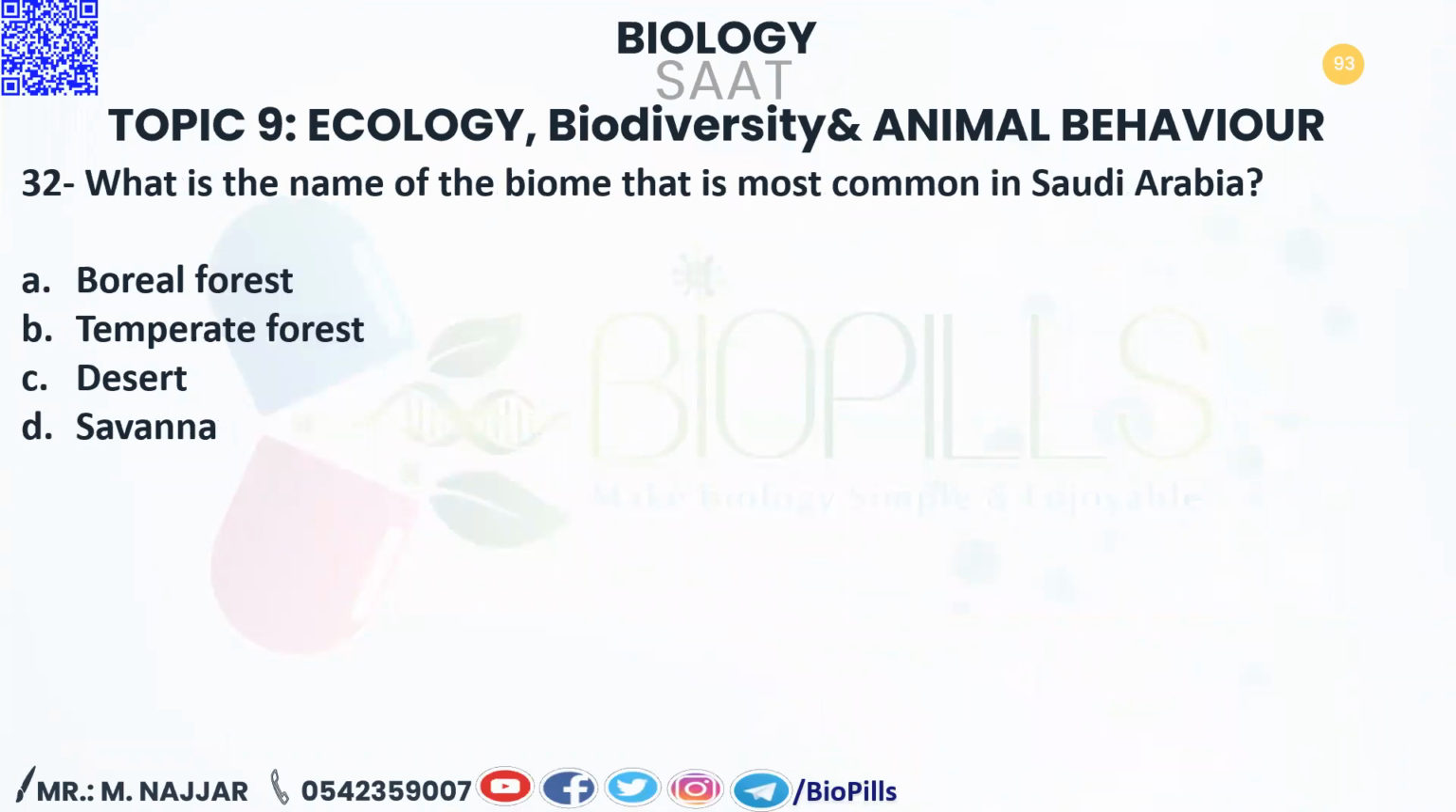Question number 32. What is the name of the biome that is most common in Saudi Arabia? A, boreal forest. B, temperate forest. C, desert. D, savanna. Of course, it is C, which is desert.